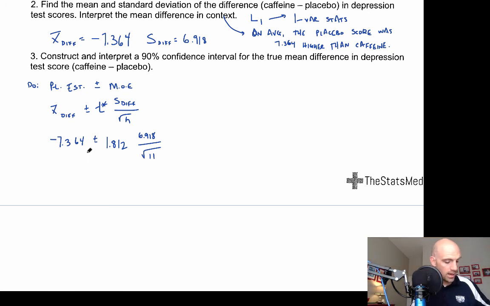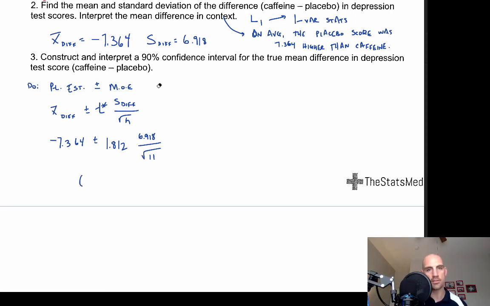Okay, and so when we do these computations, we end up with an interval that goes from negative 11.144 to negative 3.584. Okay, so that's a 90% confidence interval. So check out what that means. We have two negative values in our interval. Think about what that means. Is there a possibility that the true mean is 0, or that there's truly no difference? Well, 0 is not in that 90% confidence interval. So that's significant there. So let's do our conclude here.